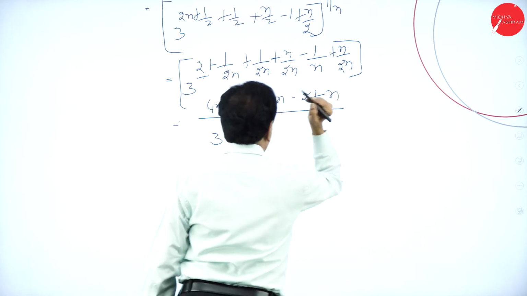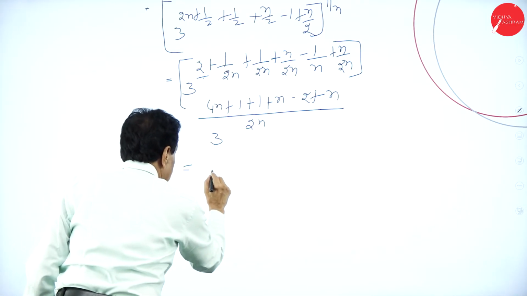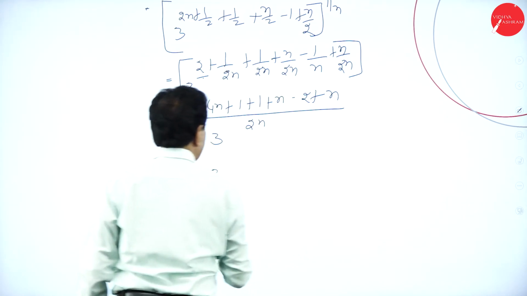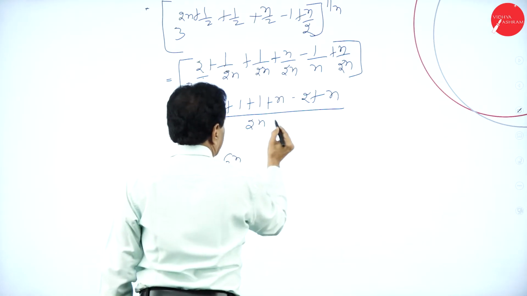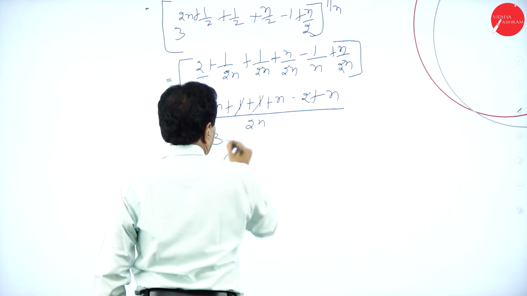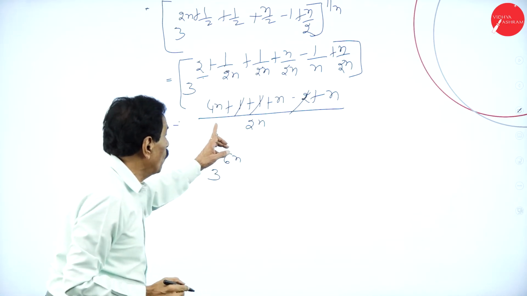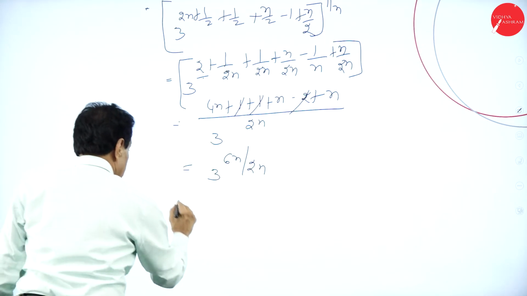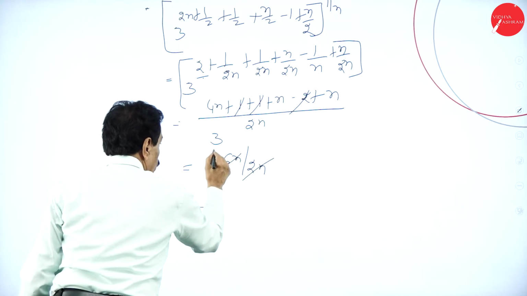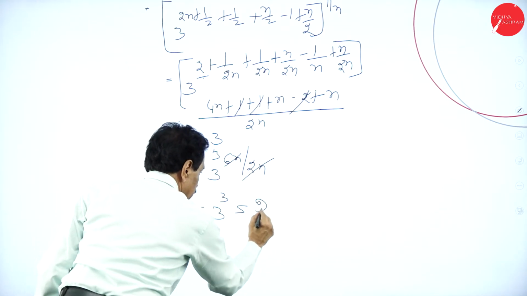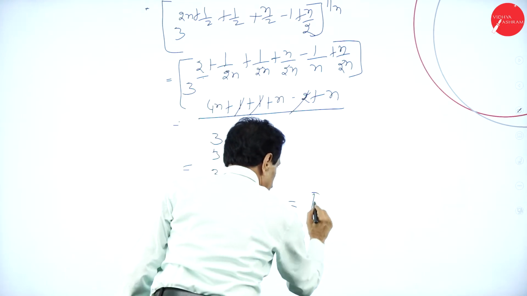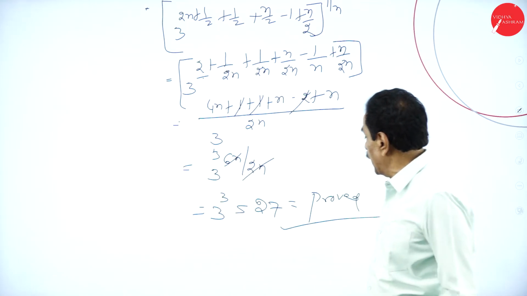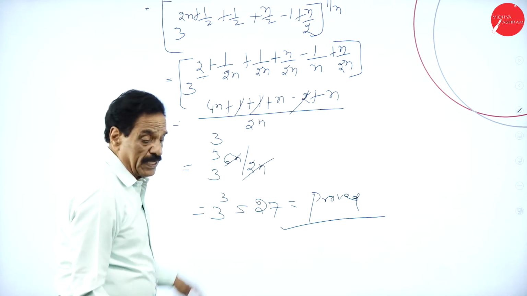2n cancel out n. This is 3 to the power of 4n, 5n, 6n, plus 1, minus 2 cancel out. What is left over? 4n plus 1, 5n plus 1, 6n divided by 2n. This is 3 to the power of 2 cube, which is equal to 27. Proved. He wants the answer 27, which has been proved now. 3 cube is equal to 27.